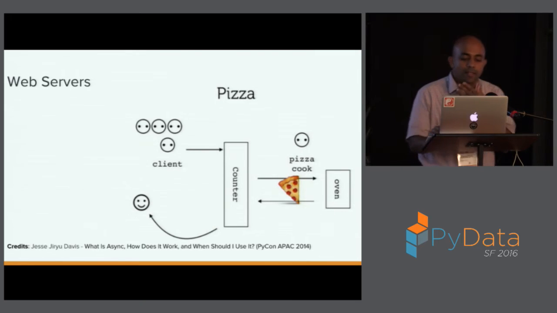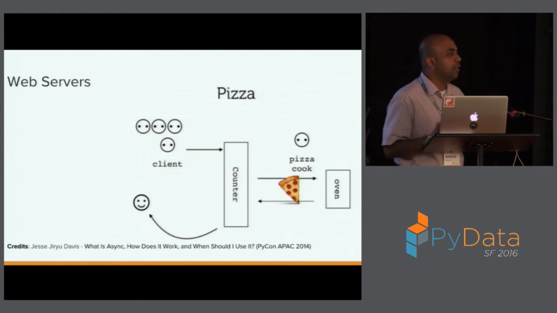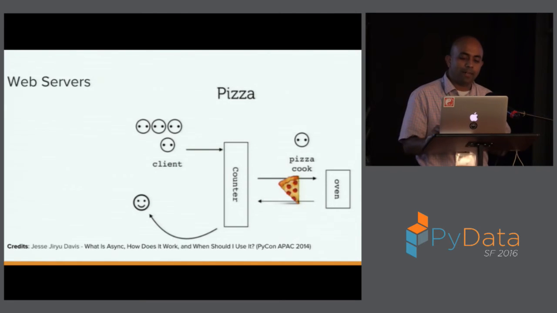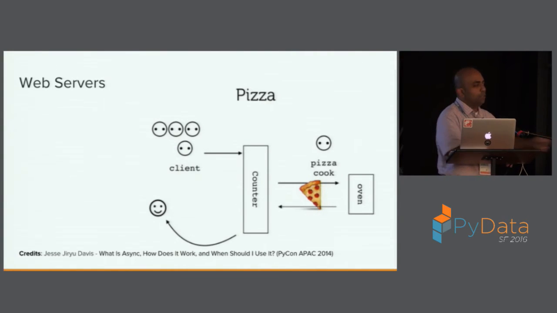Okay. So this is a slide I borrowed from Jesse Jairus, who is a Tornado contributor. I really like how he explained the slide. So I'll try to do some justice to it. So he talks about, if you go to a pizza place, a customer walks to the counter, the person across the counter takes your order and puts the pizza into the oven, and then the customer is waiting. Customer is waiting for his pizza to come back, okay?